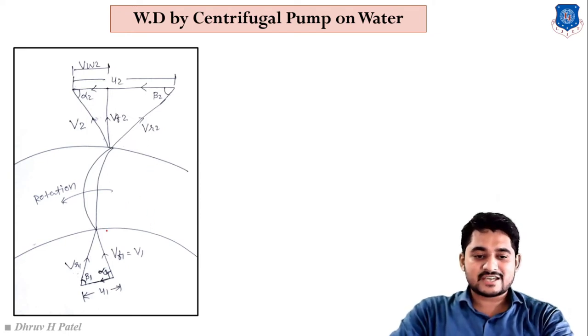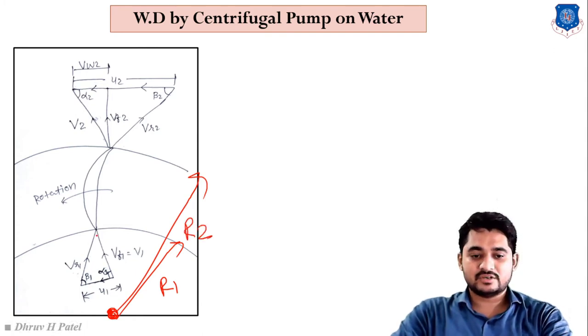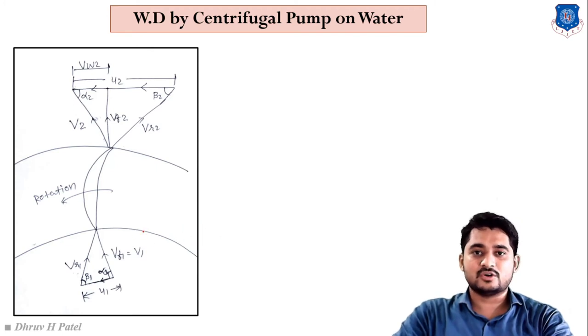As shown in the sketch, the center line is here. This is, suppose, the eye of the centrifugal pump. So this is the inlet radius R1, and this is the outlet radius R2, right? From the center, let us draw the velocity triangle for the centrifugal pump.